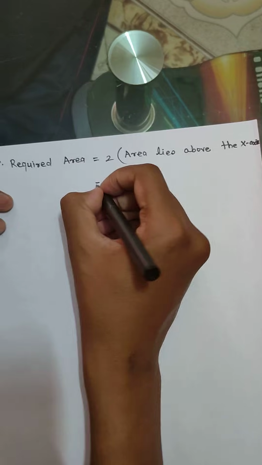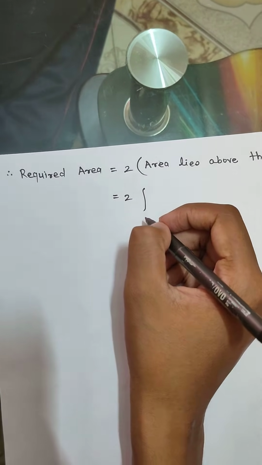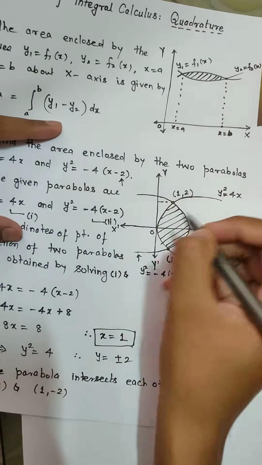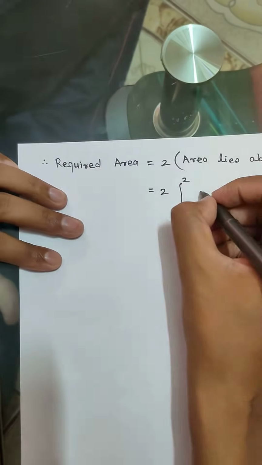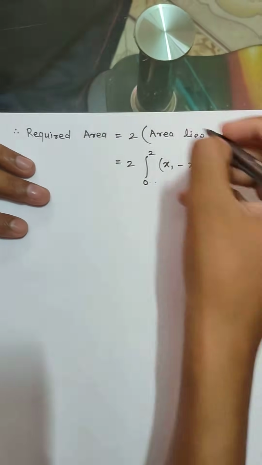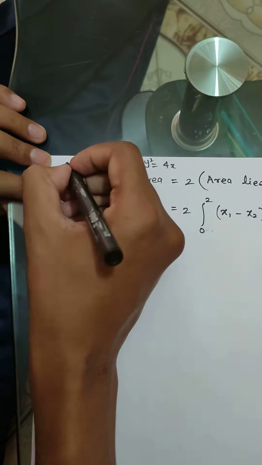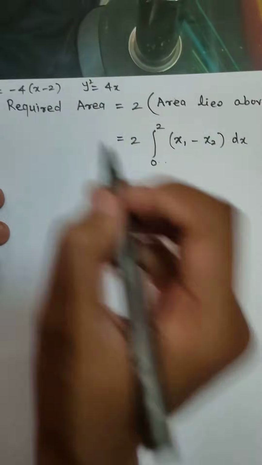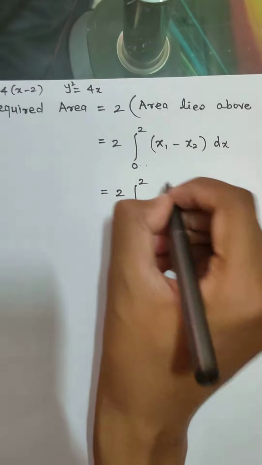Okay, so this can be written as 2 times the integral with limits. What are the limits in this figure? Limits are from 0 to 2. So the integral from 0 to 2 of (x1 minus x2) dx. What are the two equations of the parabolas we have? We have y square is equal to 4x and y square is equal to minus 4 into x minus 2. From this you can find x1 and x2. So this is nothing but 2 times the integration from 0 to 2.